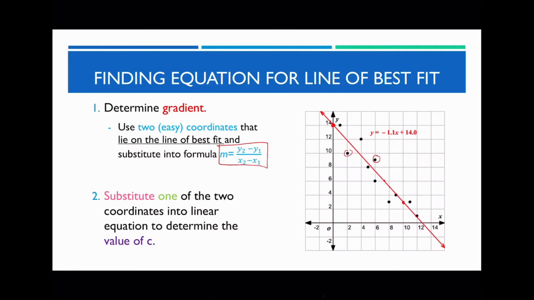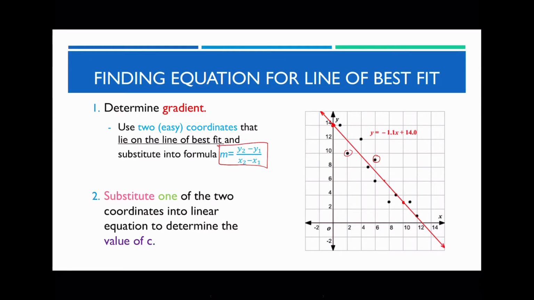Afterwards, once we've found the gradient, you can work out your y-intercept by substituting one of the coordinates that you used earlier to calculate the gradient. When you're doing this, make sure you are selecting the easier coordinates, or the coordinates that have the smaller values. And I just want to clarify again that when you find your equation of the line of best fit, it is going to be slightly different compared to mine or other people's because it is slightly subjective, and this will depend on what coordinates you've chosen to calculate your gradient.